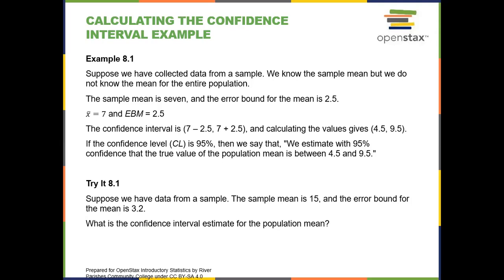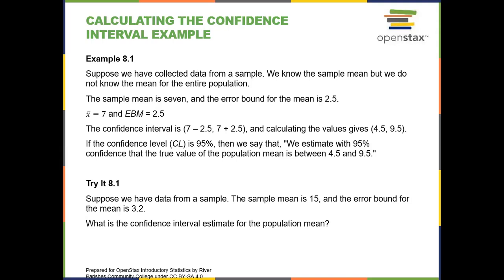So for your confidence interval, the lower boundary will be the sample mean minus the error bound for the mean, or margin of error. That is 7 minus 2.5, which is 4.5. And the upper boundary will be 7 plus 2.5, which is 9.5. If the confidence level CL is 95%, then we estimate with 95% confidence that the true value of the population mean is between 4.5 and 9.5.